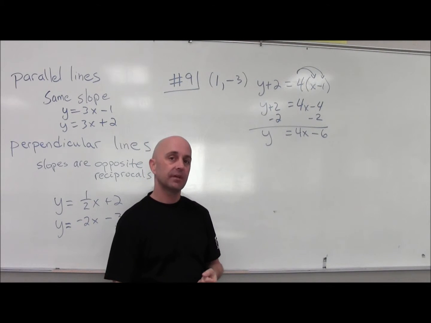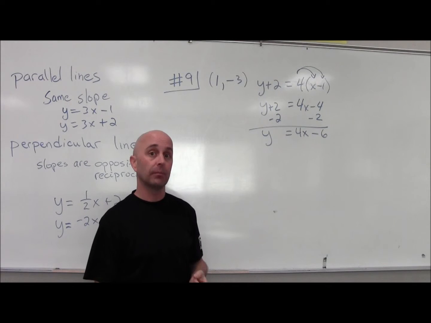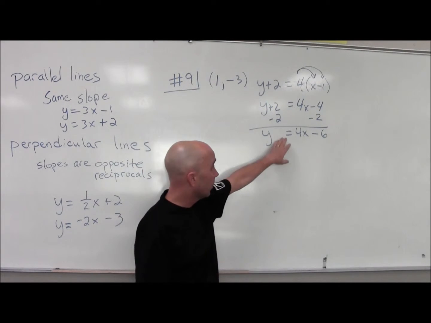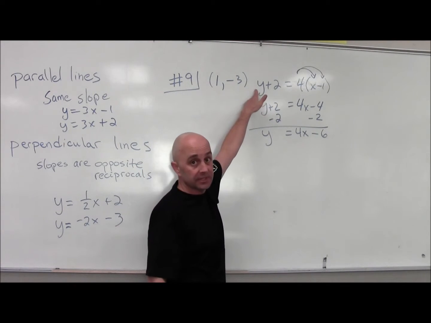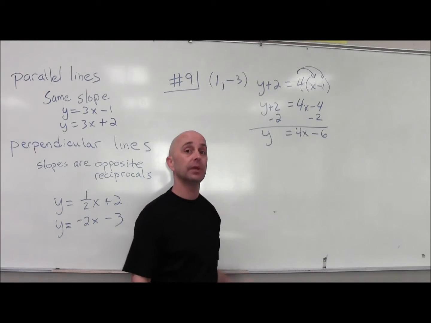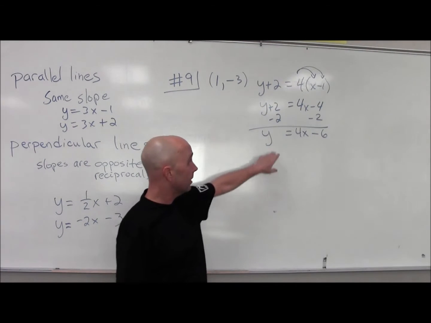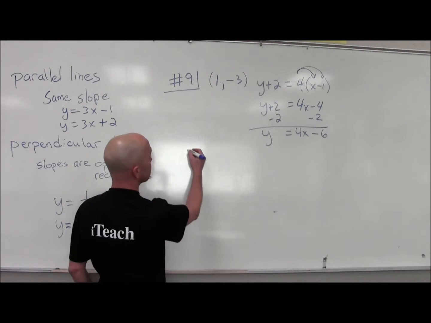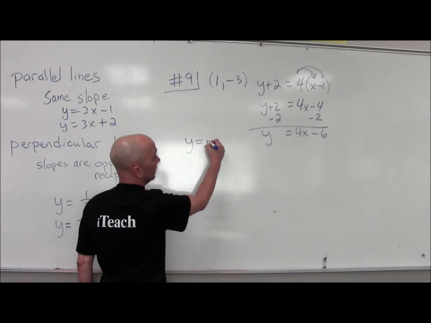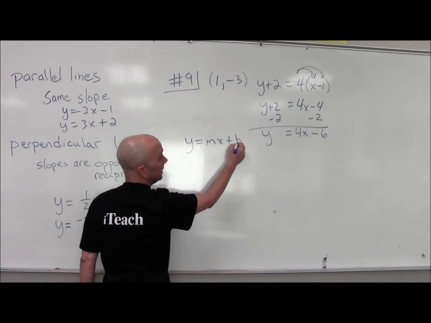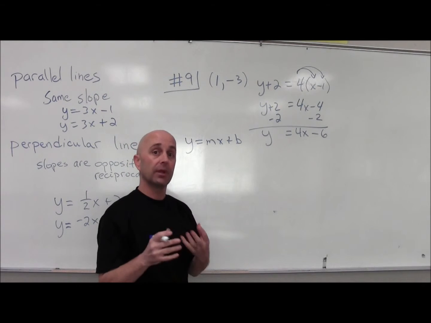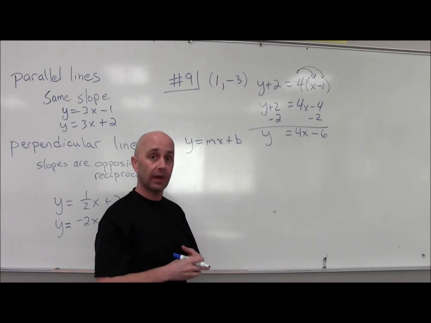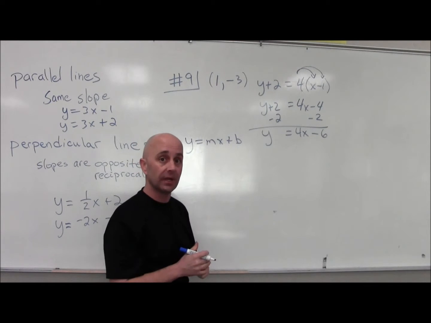So what I've just done is I've changed the form of the line from point slope into slope intercept form. So this is the same equation I started with, and now I'm looking for a new equation of a line that's parallel to this line but goes to this point. So I go back to slope intercept form, which is y equals mx plus b. And what I want to do is substitute into that the values that I know and solve for the ones that I don't know.